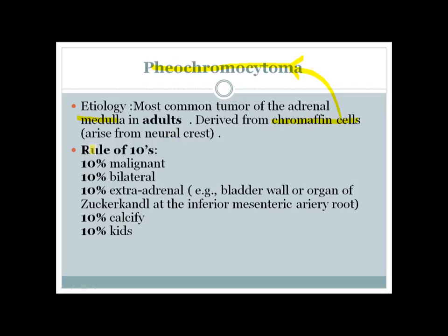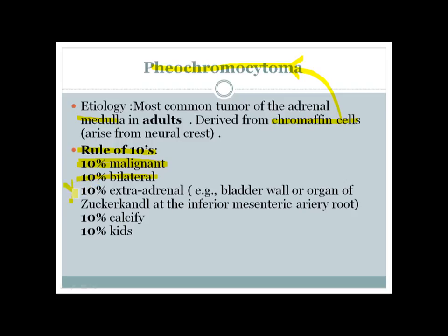So there is a very important rule of 10 about pheochromocytomas that you must know. Number one, and one of the most important, is 10% of the pheochromocytomas are malignant. So pheochromocytomas can be malignant in 10% of cases, and in 90% of cases it's a benign tumor. And in 10% of cases it can be bilateral, involving both of your adrenal medulla.